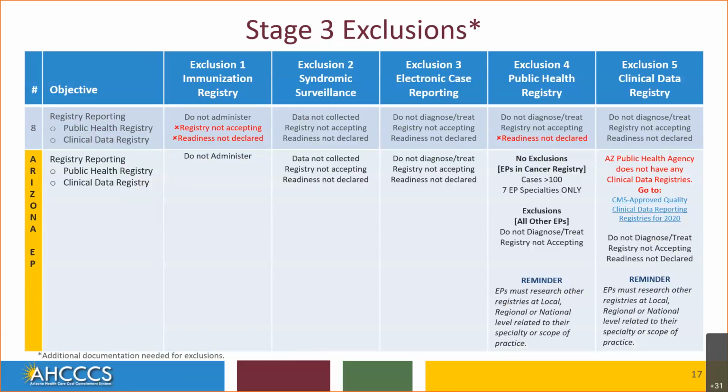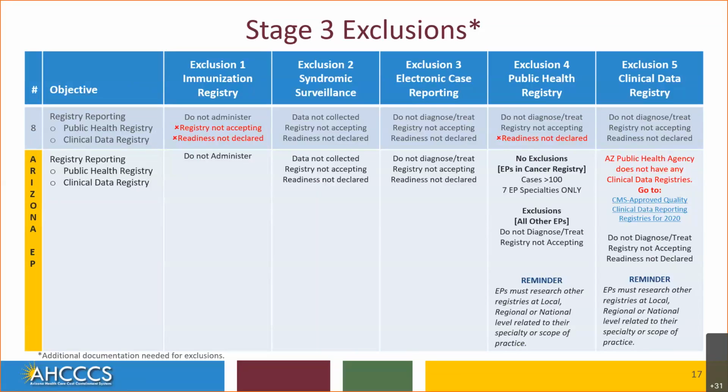This is another general overview slide of Objective 8. As you can see in that third column, Exclusion 1 Immunization Registry, if you go down, you'll see on that second row, it says do not administer, which means EPs are allowed to take the exclusion for immunization registry if they do not administer immunizations. However, you can see in red that it has an X next to registry not accepting data and then a red X next to readiness not declared. So those two exclusions are not available to EPs in the state of Arizona because the immunization registry is accepting data. And they have declared readiness to accept data.